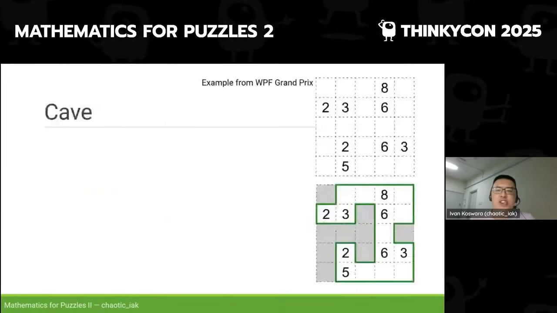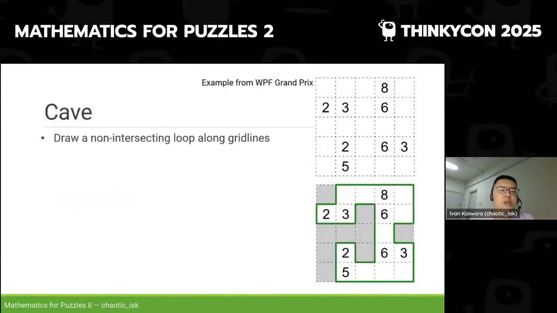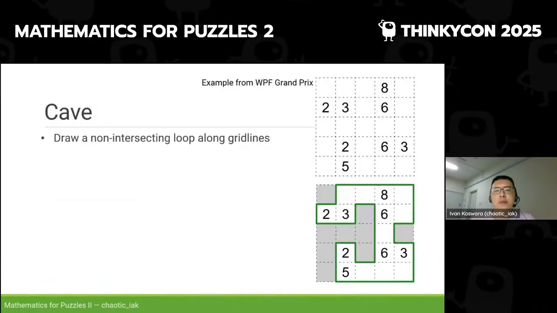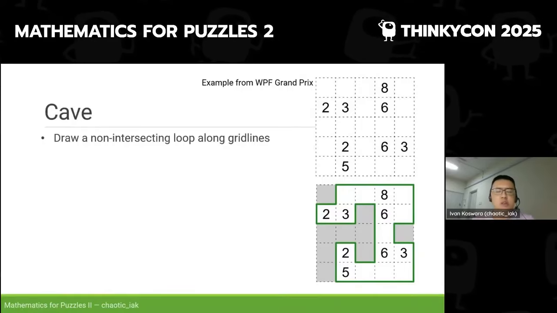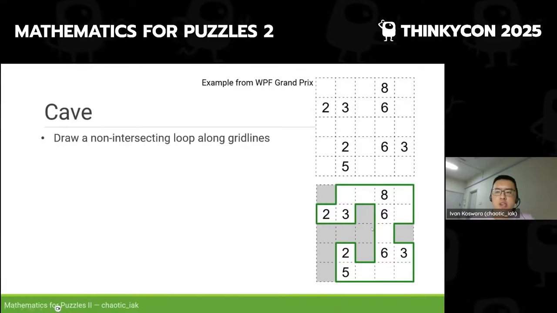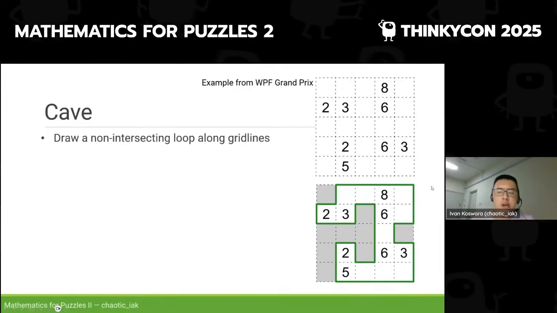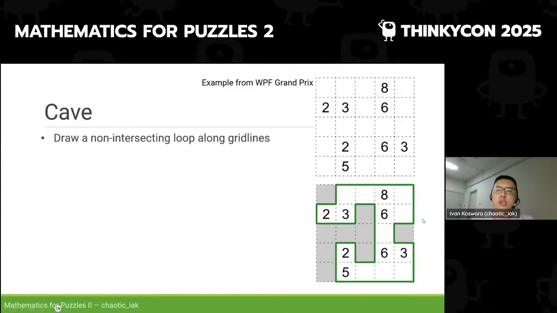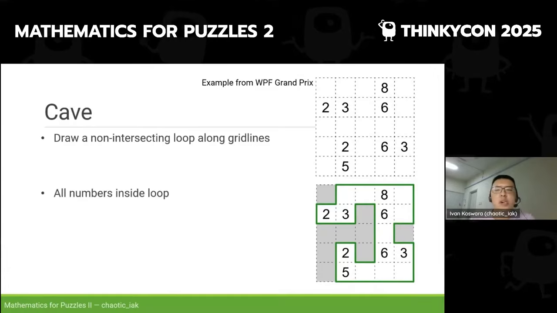And let's take a look at another example. Here's a different puzzle genre called Cave. We draw a non-intersecting loop along the grid lines, so it is a simple closed curve like this one. Here the green loop is the solution. The black cells just say what's outside the loop. We will get into that.